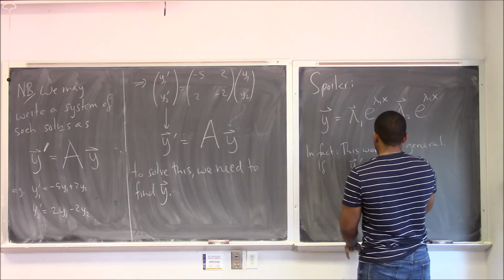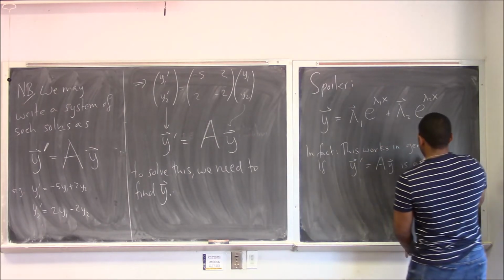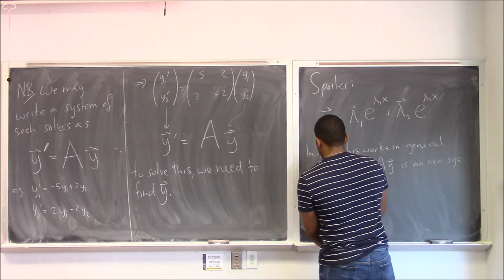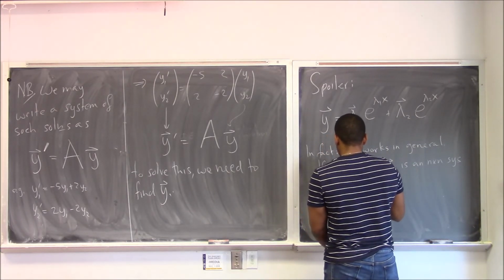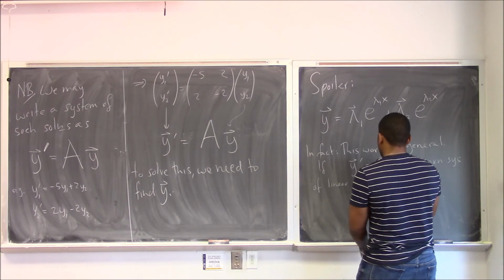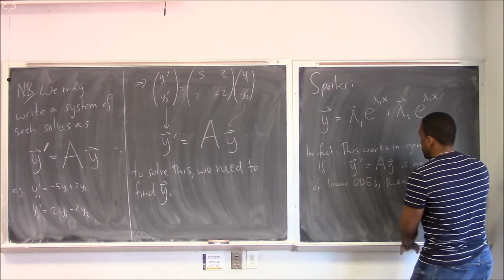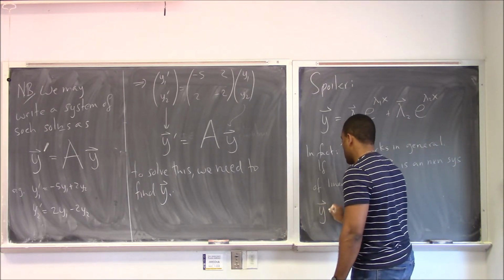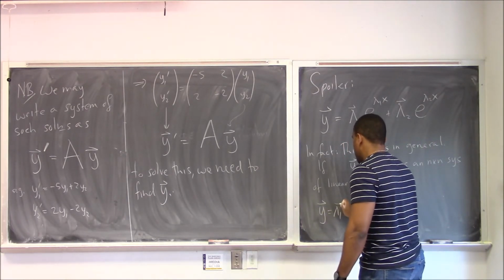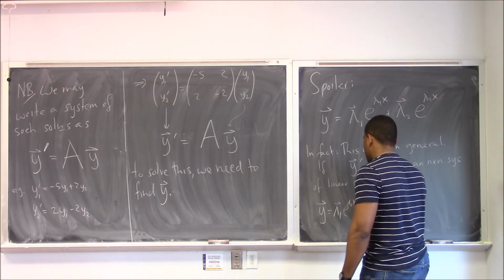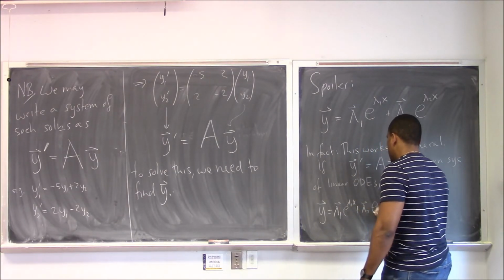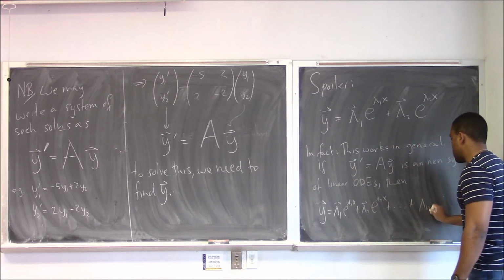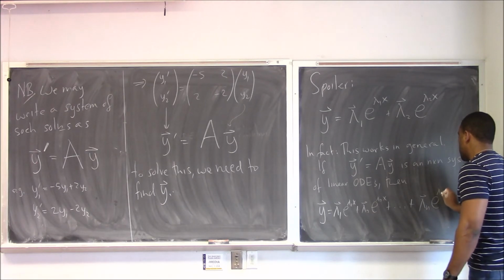If y prime equals A times y is an n by n system of linear ODEs, then the solution can always be written in terms of eigenvalues and eigenvectors. Y will be equal to the lambda 1 vector e to the lambda 1 times x plus the lambda 2 vector e to the lambda 2 times x, plus all the way down to the lambda n vector e to the lambda n times x.